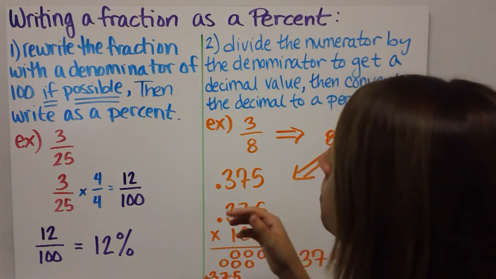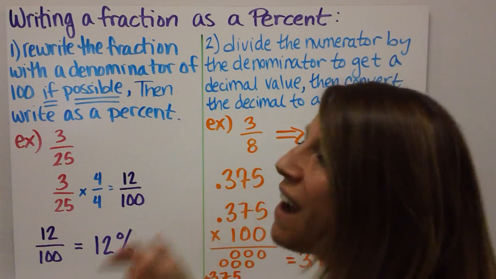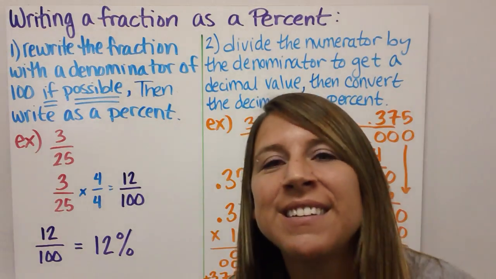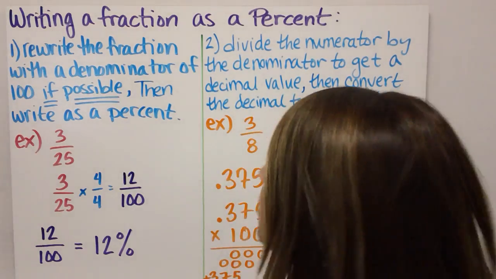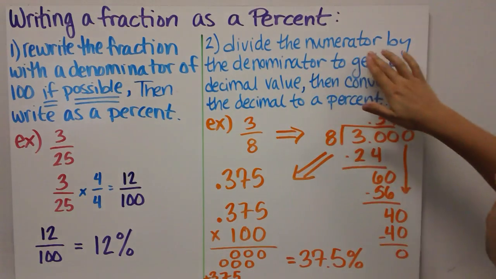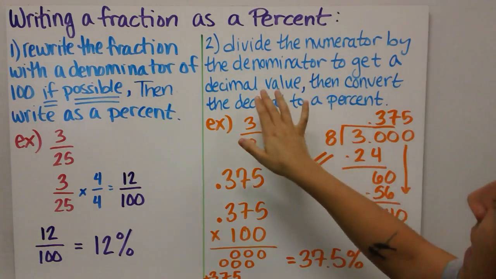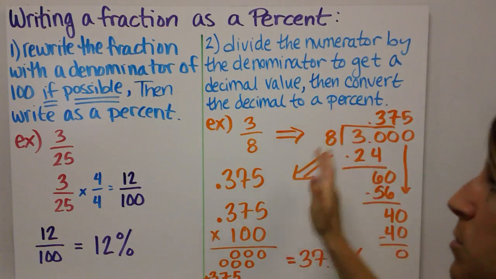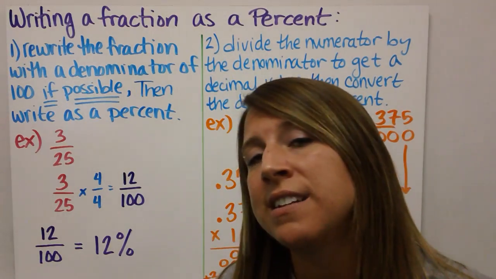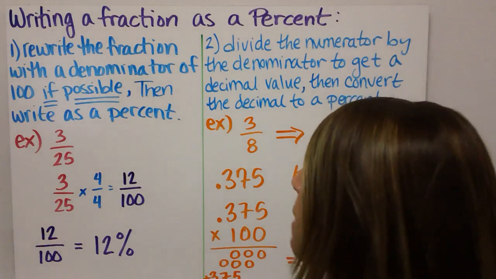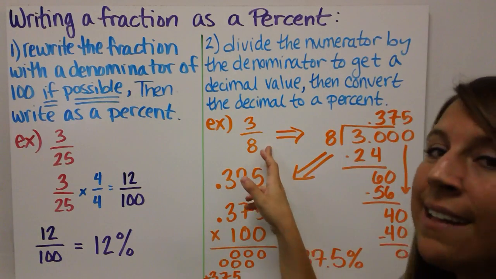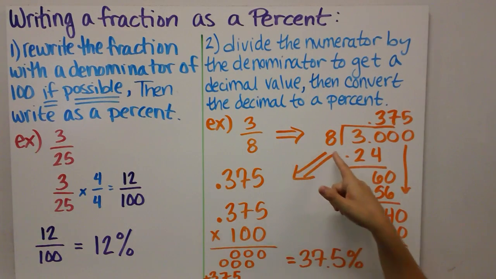So you have to look at this fraction as an unsimplified division problem, which is what fractions are. So we can divide the numerator by the denominator to get a decimal value and then convert the decimal to a percent. We should be comfortable converting decimals to percents by multiplying by 100. So if I take 3/8, I'm going to divide 3 by 8. That's what it looks like over here.